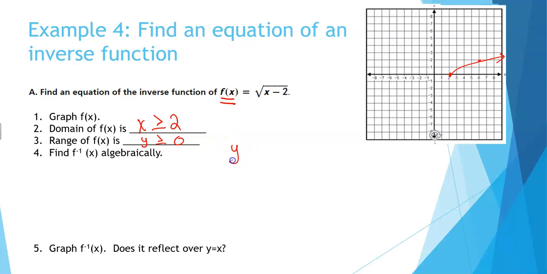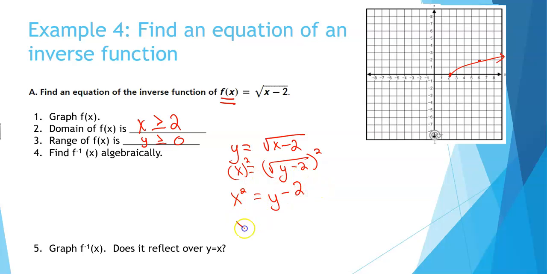Now, find algebraically the inverse. So I go through my steps. And then I flip-flop the x and the y. Now here I'm going to square both sides. Square both sides. So I get x squared equals y minus 2. So I'd have to add 2 to both sides. x squared plus 2 equals y.